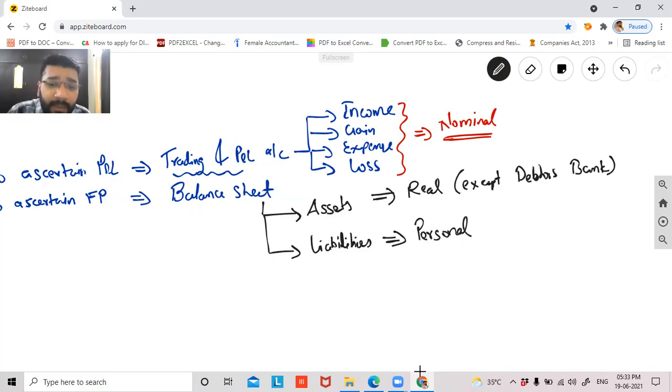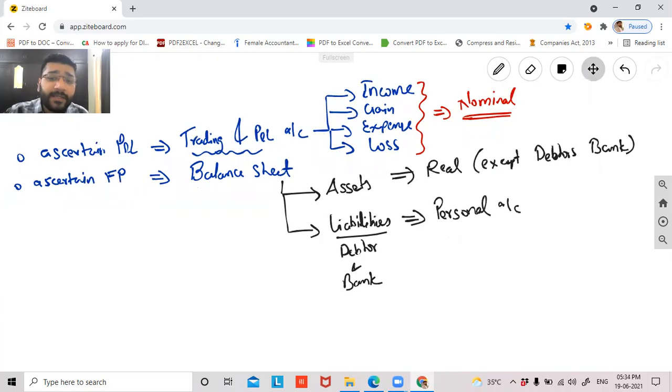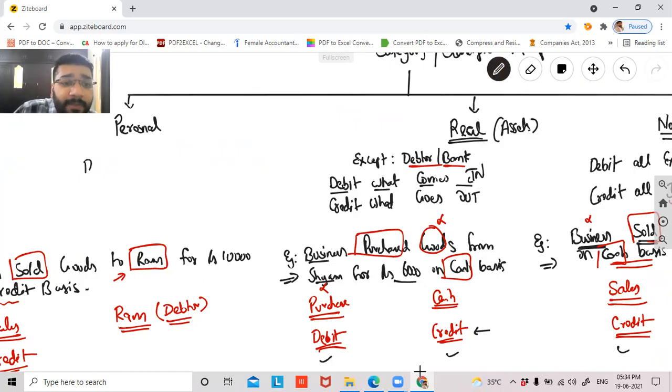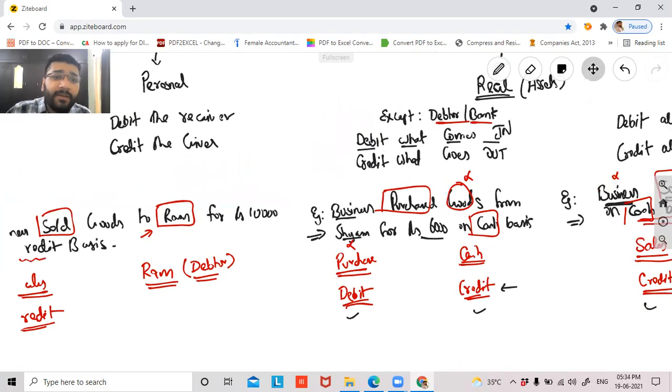And can I say along with liabilities, debtor and bank will also look up to personal? Yes or no? Yes, sir. Right? So what does the personal rule say? Now let's understand the rule of personal. Personal rule says that debit the receiver, credit the giver. Debit the receiver, credit the giver.